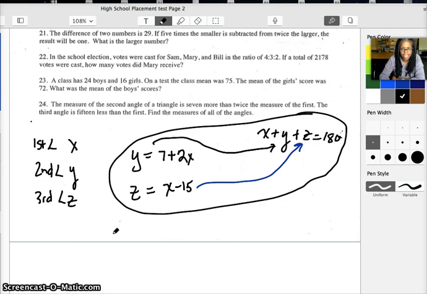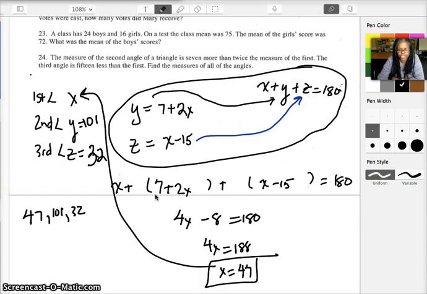So going ahead, I have x plus y plus z equals 180. But what is y? 7 plus 2x. What is z? x minus 15. And then I'm joining like terms together. I get x here, 2x here, and x here gives me 4x. 7 and a negative 15 give me a negative 8. Then I have 180. Solving that, I've got to add 8 to both sides. 4x is equal to 188. Divide both sides by 4, I get x is equal to 47.